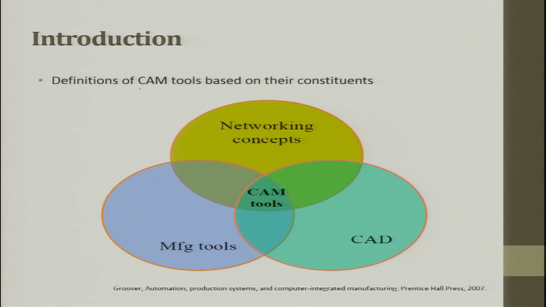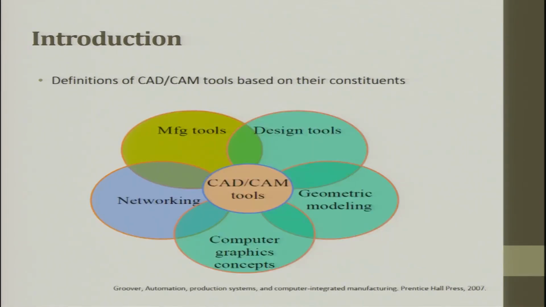When we talk about a CAM tool based on constituents, networking concept, CAD and manufacturing, all these things meet at a point that is called a CAM tool. All the CAM tools fall here. So, you should have networking concepts between two machines. Today we have wireless and wired. So, networking, then you should have CAD and the machine tool. Machine tool or manufacturing tool is the machine we are basically talking about. So, when we talk about CAD/CAM tools based on their constituents, it is design tool, manufacturing tool, networking, computer graphics, geometry, all of them meet at a point which is called CAD/CAM tools.